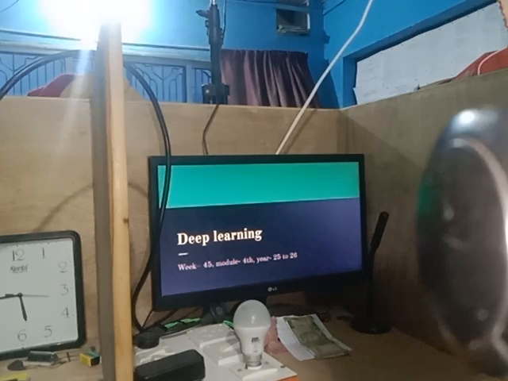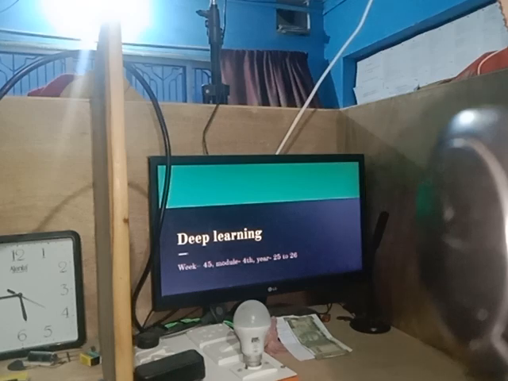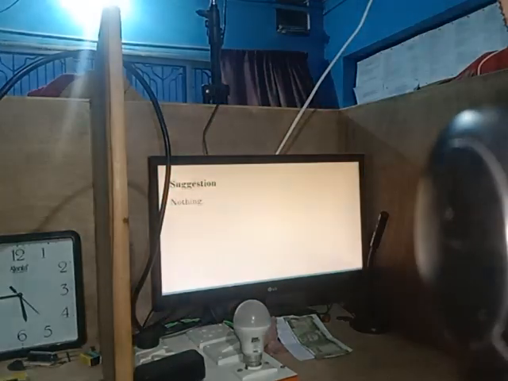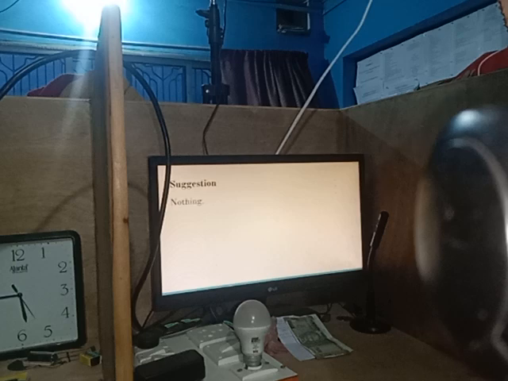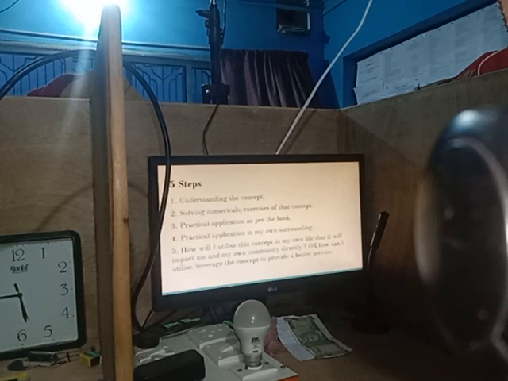Now I'm going to do the presentation of my deep learning of week 45, model 4th year, 2025 to 2026. Insertion from last week: nothing. And these are the 5 steps.